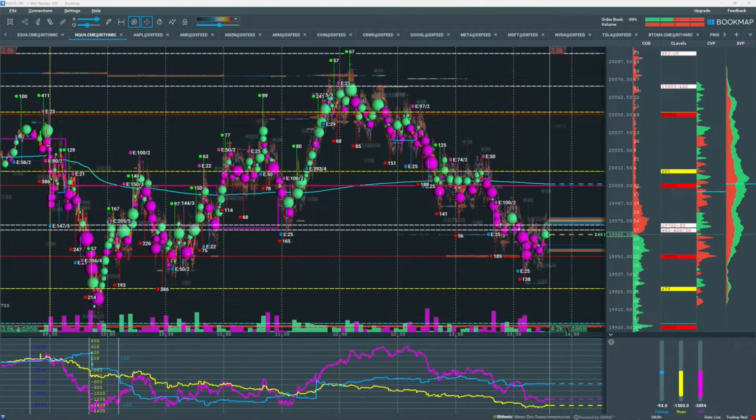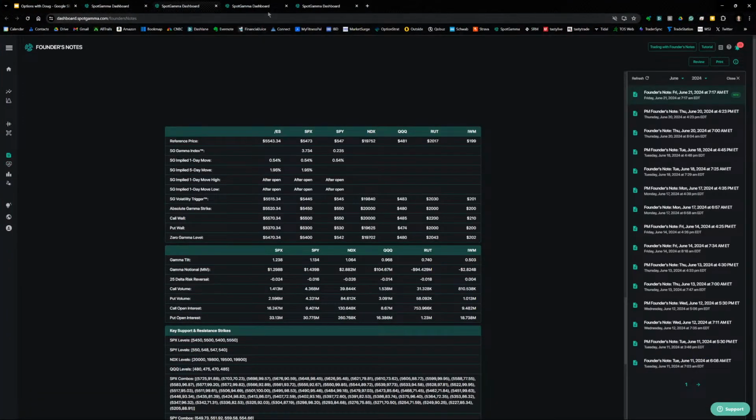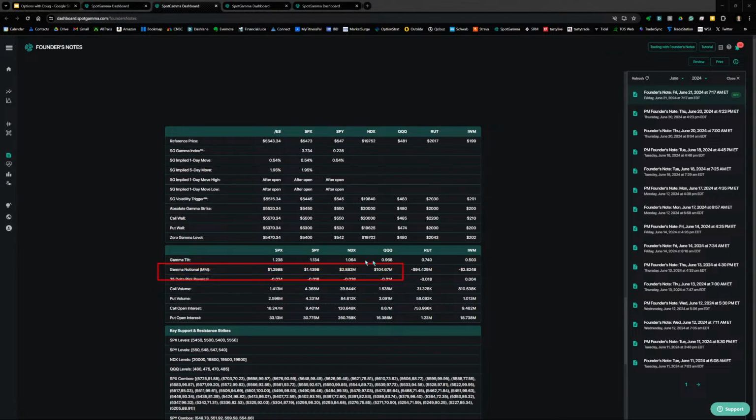All right, let's wrap up positional analysis by taking a look at gamma notional for today. Let's see how market makers were positioned on the gamma curve at the beginning of the day. And this will give us an idea of the volatility and trading range, the type of trading that we can expect for the day. So I like to take a look at gamma notional here for the S&P 500 and NASDAQ.